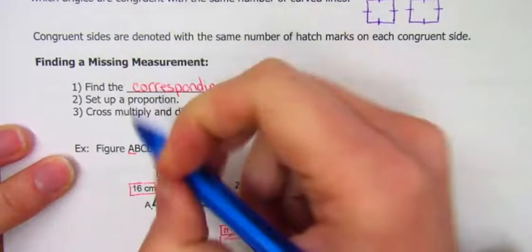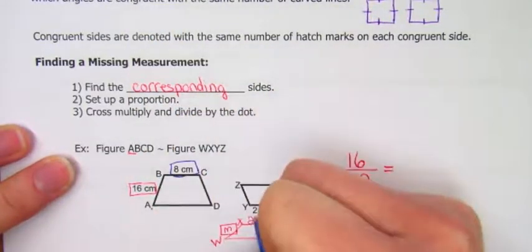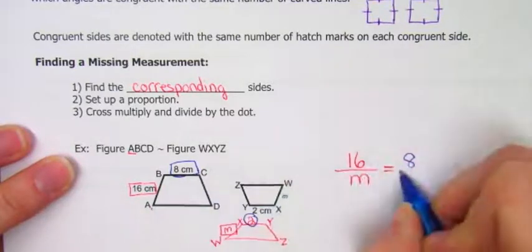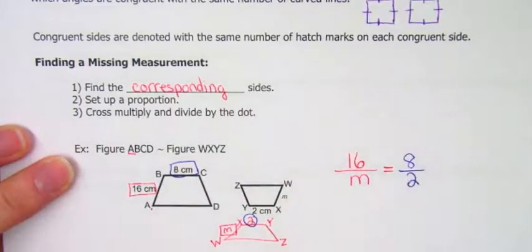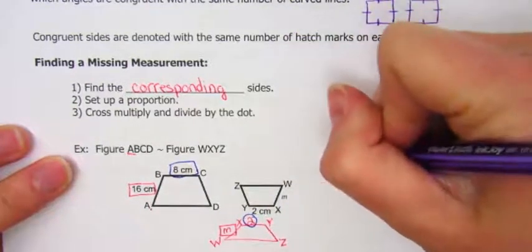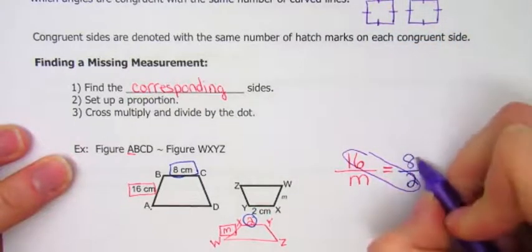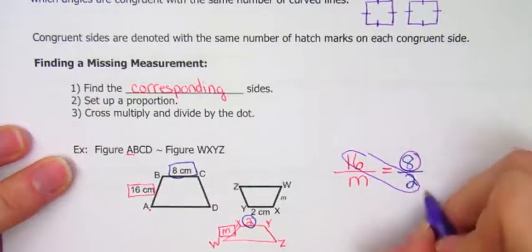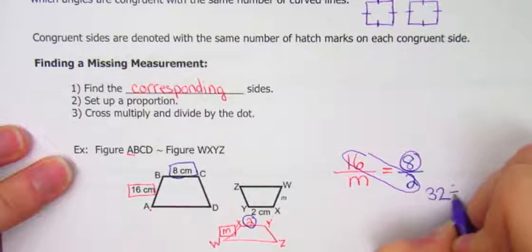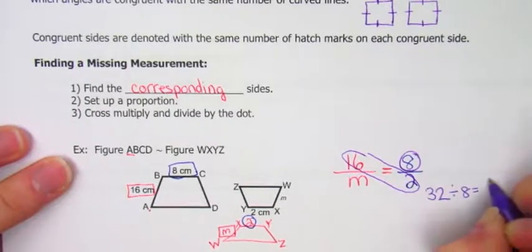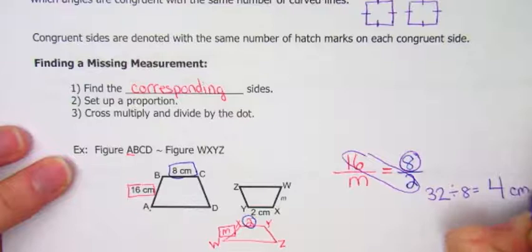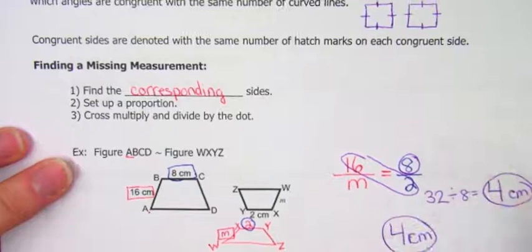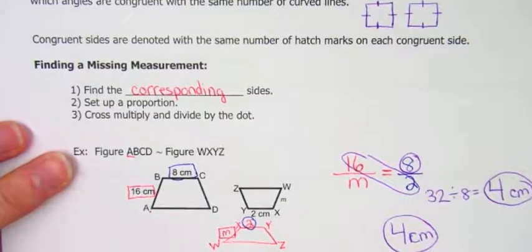So I'm going to put 16 over M is equal to, and then my 8 is the same as my 2, so the 8 goes on top since I started with that figure, and then my 2. Now I'm ready to cross multiply and divide by that other number. So 16 times 2 gives me 32. 32 divided by 8 equals 4. So my missing part would be 4 centimeters. You are now ready to go ahead and do your practice.